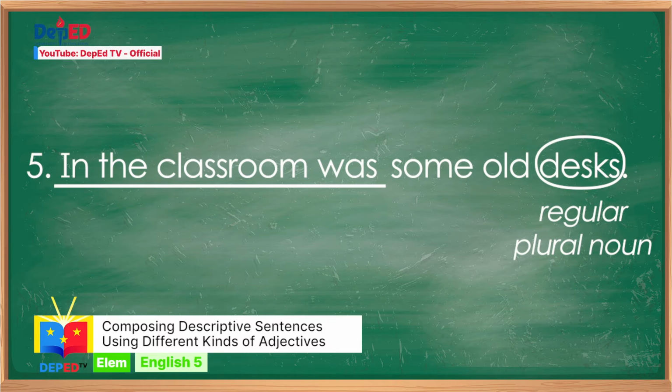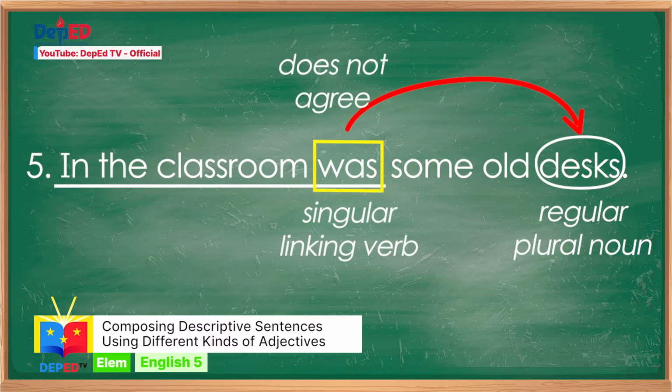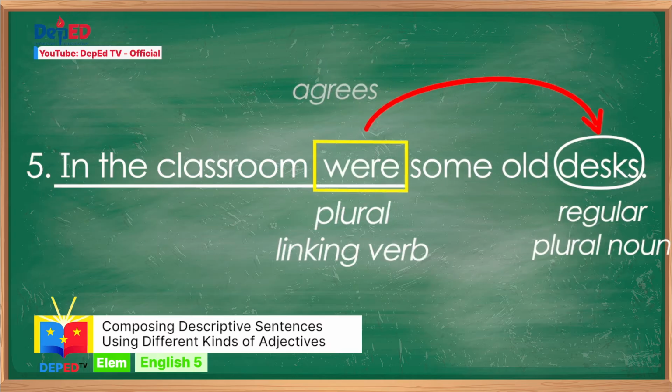The predicate is in the classroom was. But does the linking verb was agree with the number of the subject? The answer is no. The sentence should have the be verb were to agree with the number of the subject. The correct sentence is, in the classroom were some old desks.